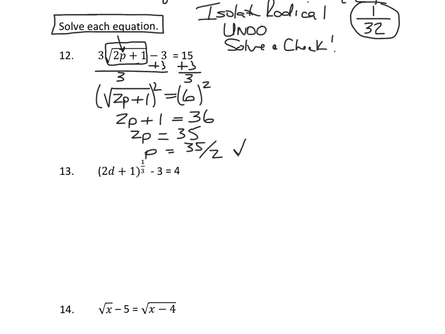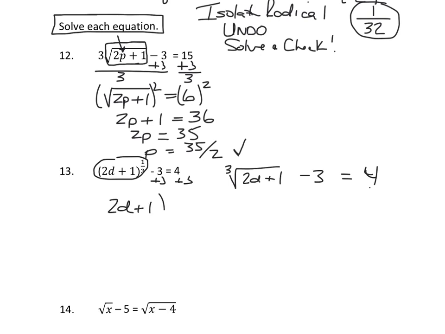Next example, we have something to the 1/3 power. Remember, that's really basically the same as the cube root of 2d plus 1 minus 3 equals 4. So I'm going to isolate this part. So I'm going to add 3 to both sides. So I'd have 2d plus 1 to the 1/3 power is equal to 7.